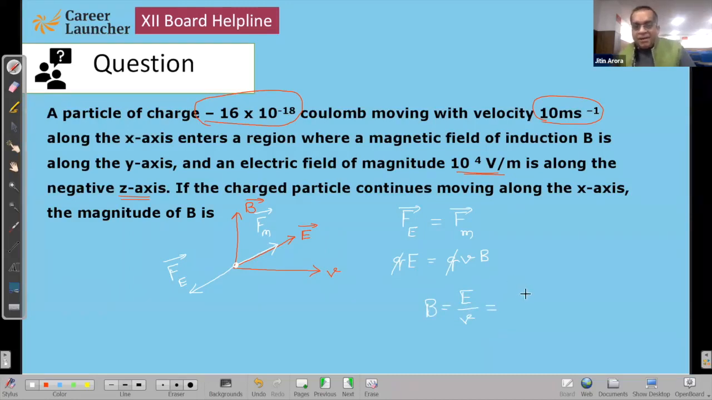सो हम वैल्यूज रख देते हैं, E की वैल्यू कितनी है 10 raised to the power 4 और v की वैल्यू कितनी है 10, सो ये मैग्नेटिक फील्ड आ गई मेरी 10 raised to the power 3 टेस्ला। सिंपल। ठीक है बच्चों, सो q की हमें जरूरत भी नहीं पड़ी, कैंसिल आउट हो गया, but yes q के बेसिस पे we could find the direction of the forces and we could see that they are opposite to each other. So for the charge to move undeviated and with a constant speed, these two forces had to balance each other.